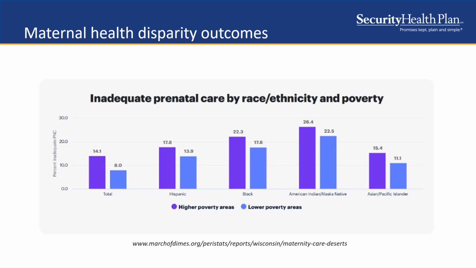Disparities can present in many ways, including who gets adequate prenatal care. Among Black, Indigenous, and people of color, or BIPOC, those living in areas of high poverty can have a 62% increased likelihood of inadequate prenatal care when compared to those living in areas of lower poverty. Asian/Pacific Islander women living in areas of high poverty are 1.4 times more likely to receive inadequate prenatal care compared to those in areas of lower poverty.